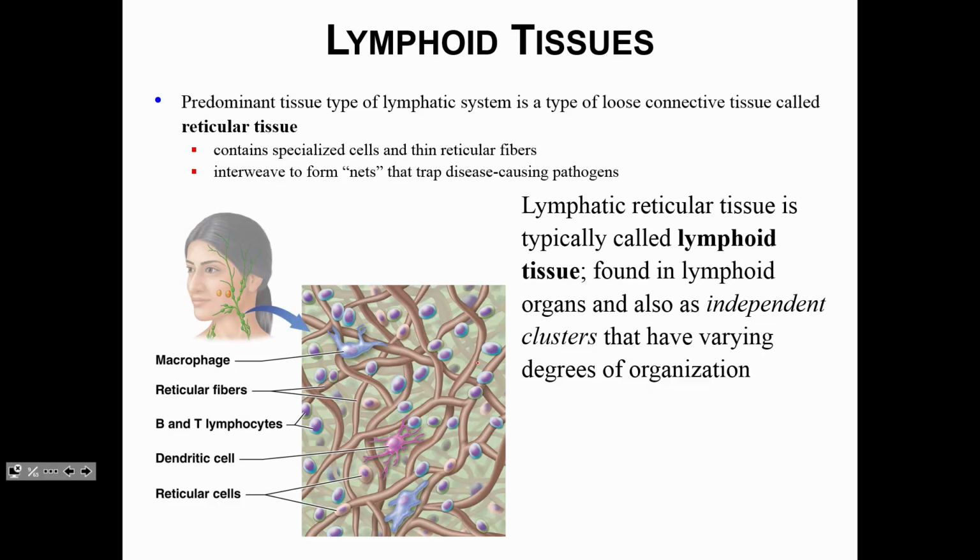Now, typically, we call lymphatic reticular tissue lymphoid tissue, and this is found in all your lymphoid organs, but it also can just be independent clusters found throughout the body. So lymphoid tissue is in the organs, and yes, it does make up lymphatic organs, but it can also just be out on its own as well.